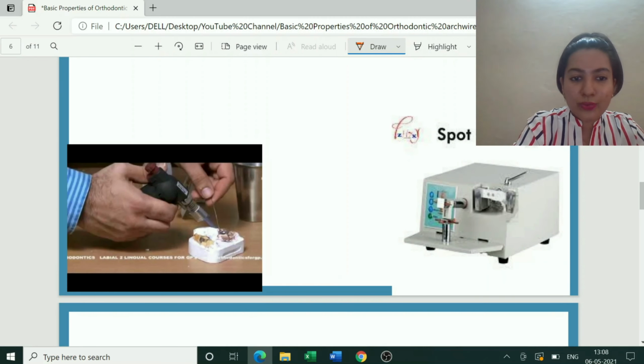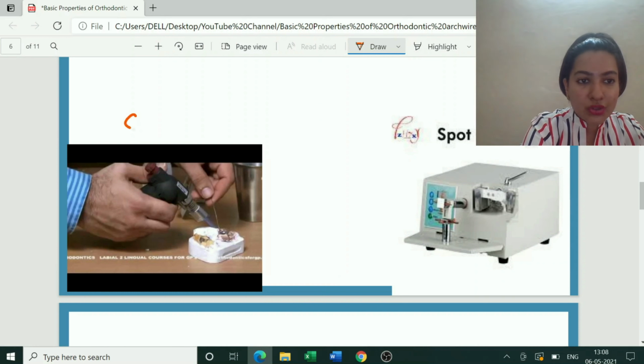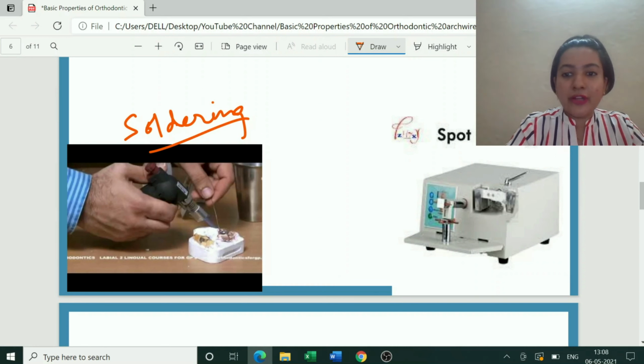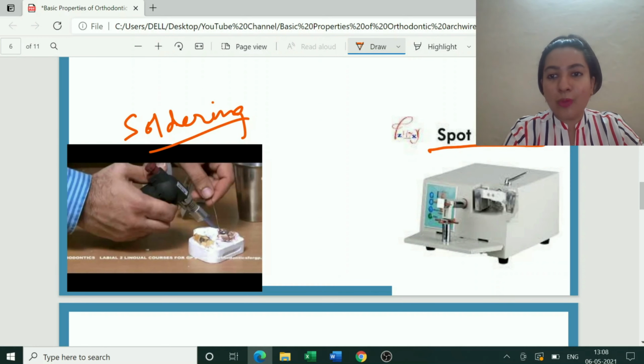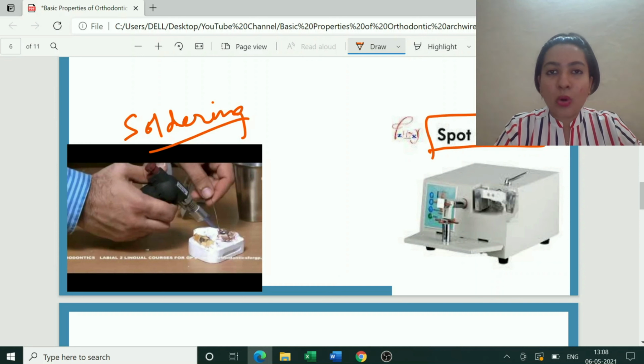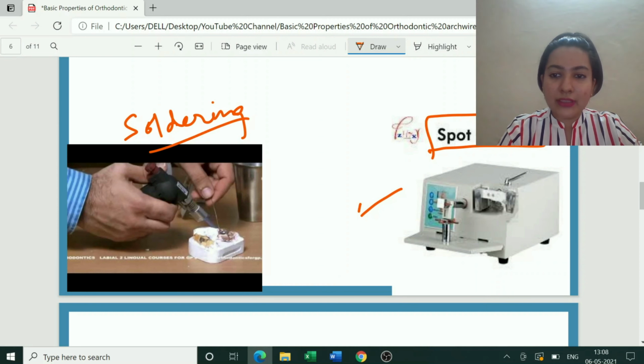The first thing you see here is showing you soldering. The figure you see over here is the figure of a spot welding machine. These spot welding machines are often there in clinics or hospitals. If you are an intern, you can go to the laboratory, go to the orthodontic department, and ask for a spot welder. You will see such spot welders kept over there. With the help of this setup, we can join two parent materials.